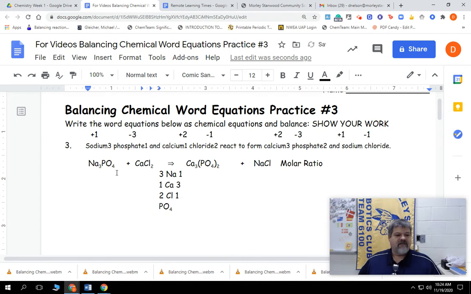Okay, now I'm going to go to my phosphate. I only have 1 phosphate right here. So we're going to put a 1 right there. Then I go over here, I have 2 phosphates on this side. So we're going to go ahead and put a 2 right there.